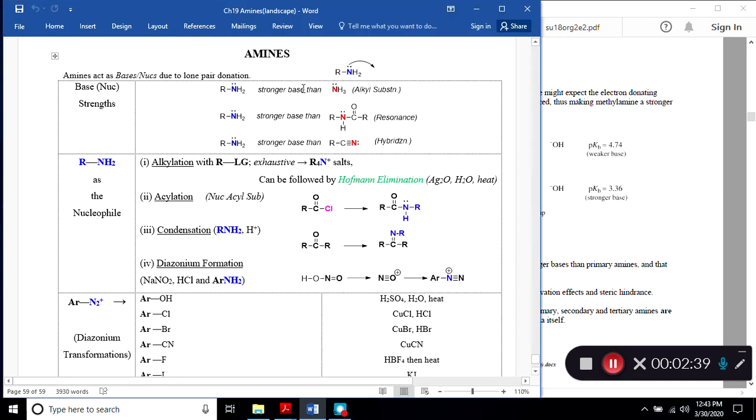So this is summarized in the top of our end of chapter summary. So lone pair on the nitrogen being donated, it's a nucleophile and a base. Primary amines, stronger base than ammonia, and that's because of alkyl substitution. So all alkyl substituted amines, stronger bases than ammonia.